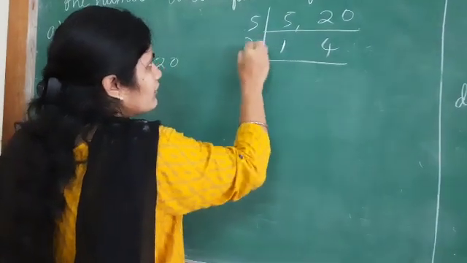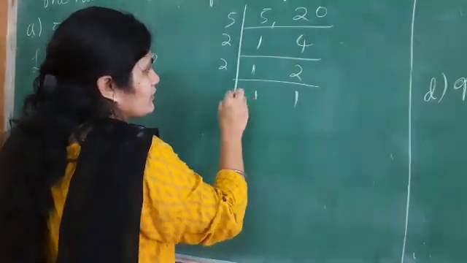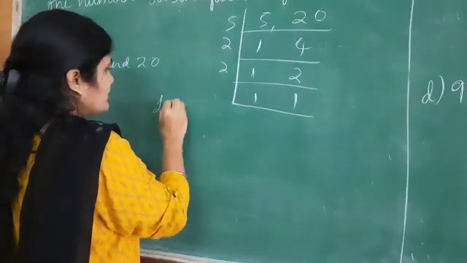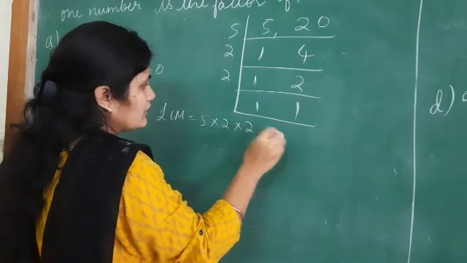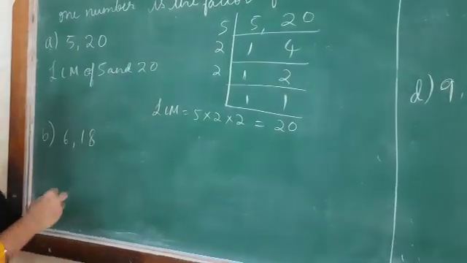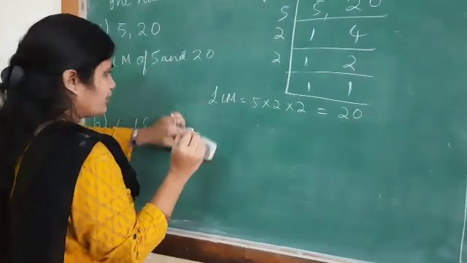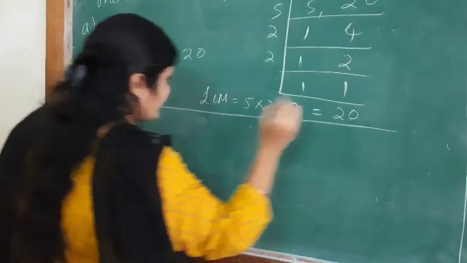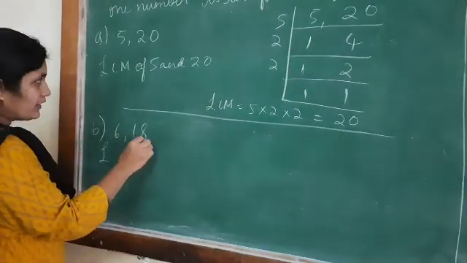Now again go for any even number. 2 1s are 2, 2 2s are 2, 1s are 1s. LCM is equal to 5 into 2 into 2, that is 5 2s are 10, 10 2s are 20. Now next, 6 and 18. 6 and 18 are the two given numbers where 6 is factor of 18.